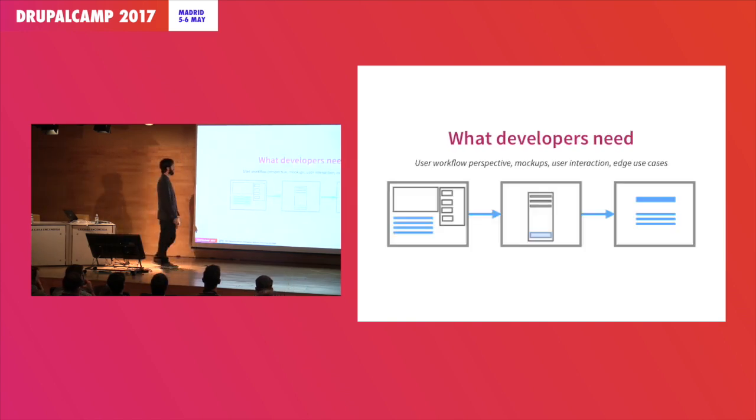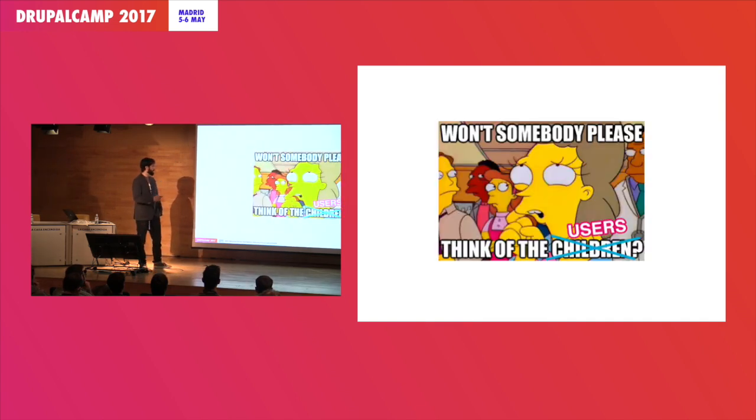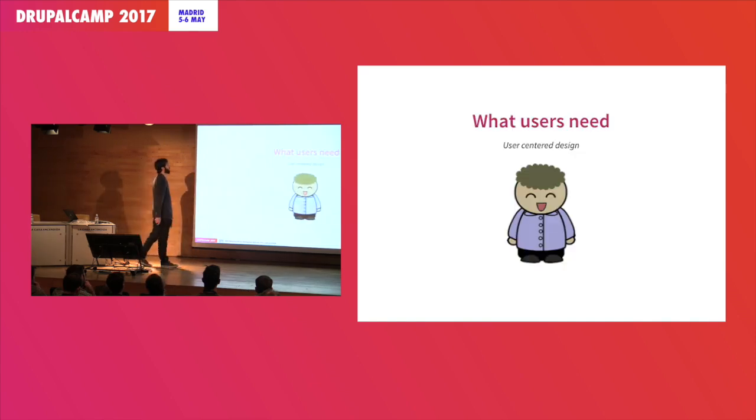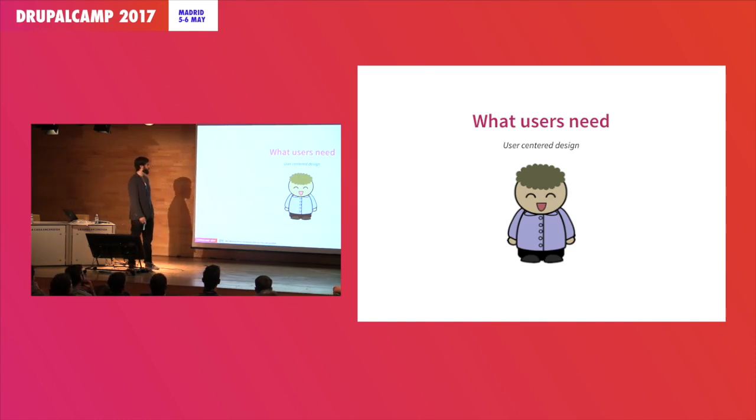Because developers need the user workflow perspective, mockups, understanding why the user is doing those things, okay? What happened with the users? What does the user need? We need to always think about the user. Every time we are discussing with the client, we need to put the user in the center of the conversation. Okay? We need to think about what is the value for the user. Because if not, that feature should be removed.